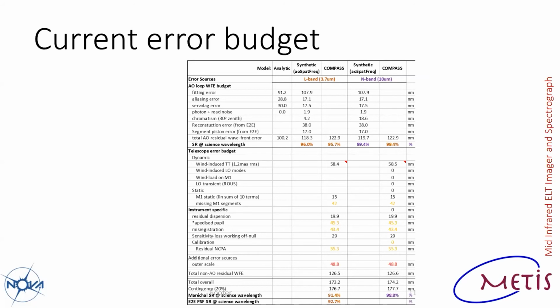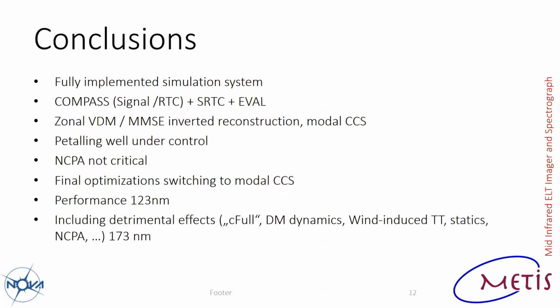For example, wind-induced tip tilt. I didn't talk about these, but it's a pretty important factor, and of course has a major impact on the residual wavefront error. Static aberrations, residual dispersion, NCPA, and so on. And if we add in all these, we come up with a total wavefront error in these median conditions of 173 nanometers. And that beeping right now was my 12-minute marker.